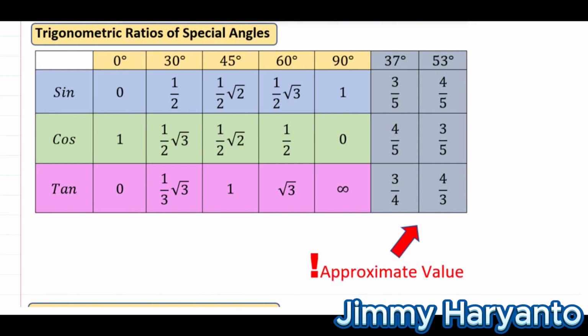For this one I want you to memorize the value of each trigonometric ratio. For sine 0 degrees, sine 30 degrees, sine 45 degrees, 60 degrees, 90 degrees. But 37 and 53 are only additional values, so you don't have to memorize them. Also for 37 and 53 degrees, the value is only an approximate value, not the actual value.